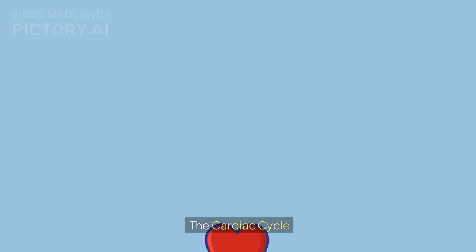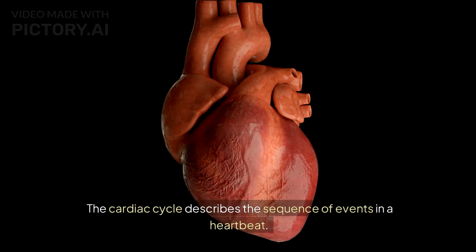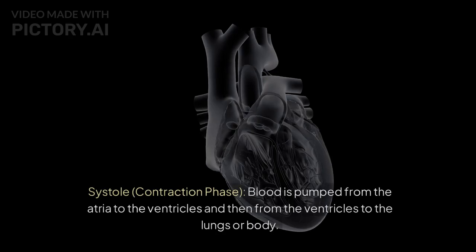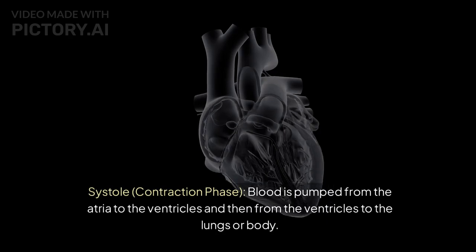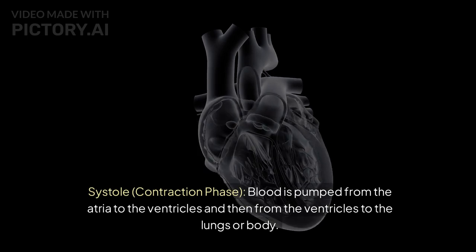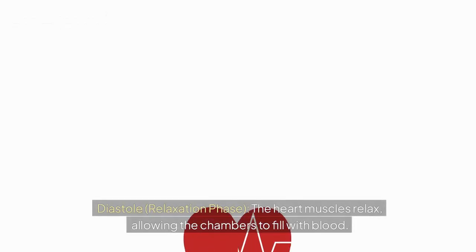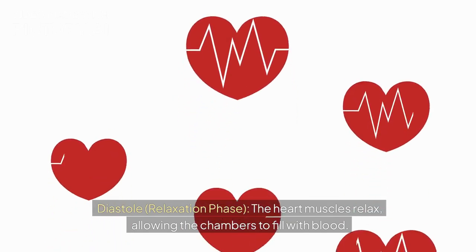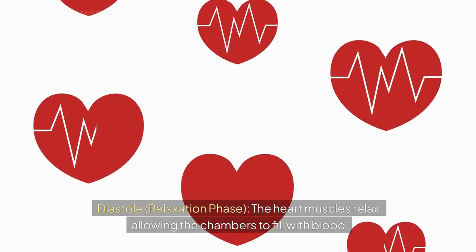The cardiac cycle. The cardiac cycle describes the sequence of events in a heartbeat. It has 2 main phases. Systole, contraction phase, blood is pumped from the atria to the ventricles and then from the ventricles to the lungs or body. Diastole, relaxation phase, the heart muscles relax, allowing the chambers to fill with blood.